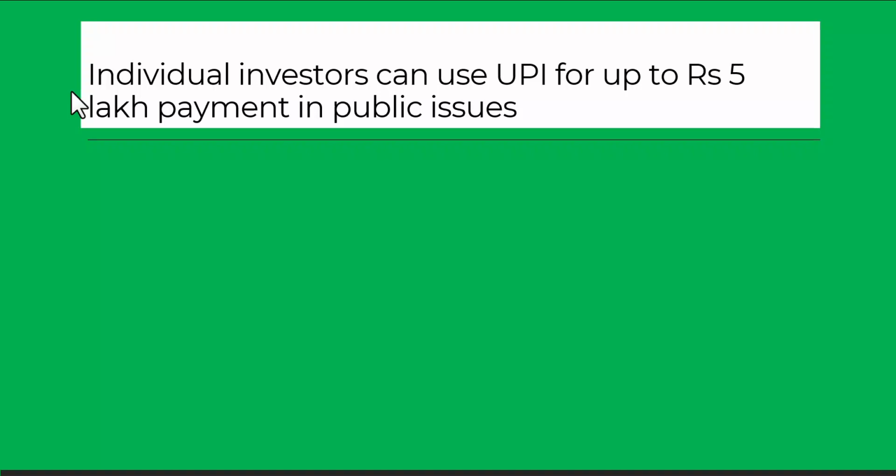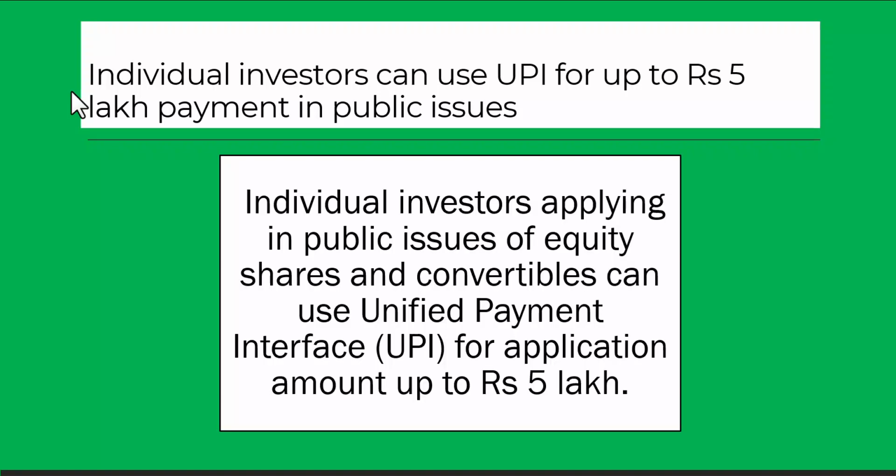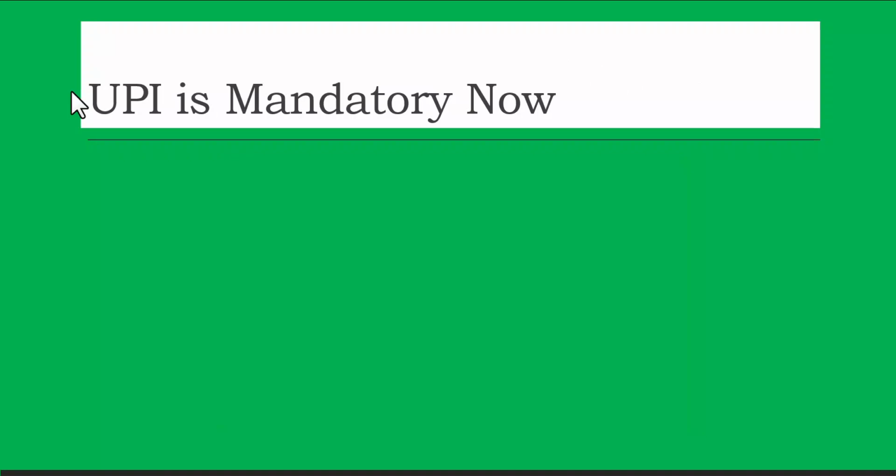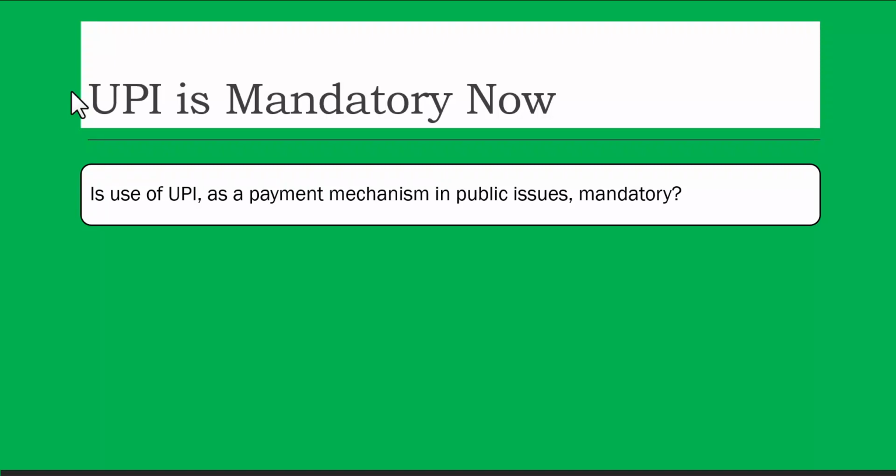Individual investors can use UPI for up to 5 lakh payment in public issues. So that means UPI is applicable up to 5 lakhs. All investors who are making applications around 5 lakhs or thereabout can use UPI. Individual investors applying in public issues of equity shares and convertibles can use UPI for application amounts up to 5 lakhs. The same system as ASBA: when you use UPI, your money gets blocked there, and it will only be released when the shares are allotted to you. But now UPI has become mandatory. This is the latest amendment which has happened. UPI is now mandatory as a payment mechanism in public issues.